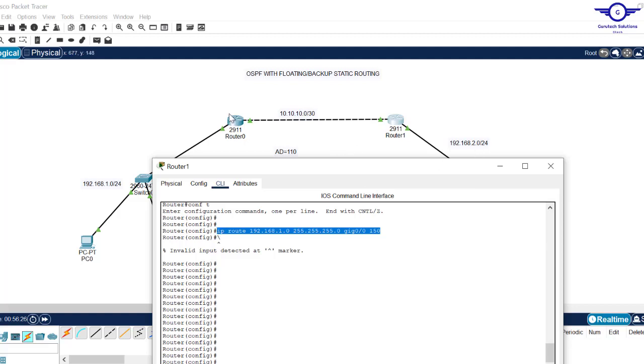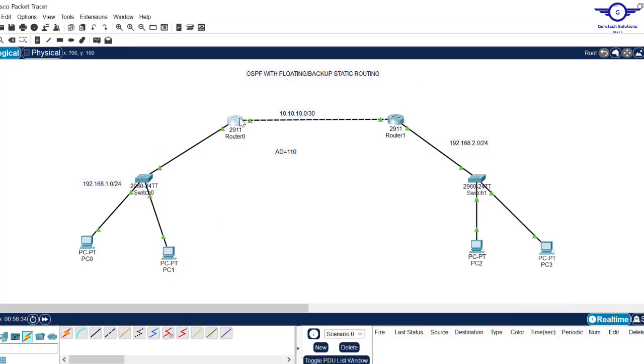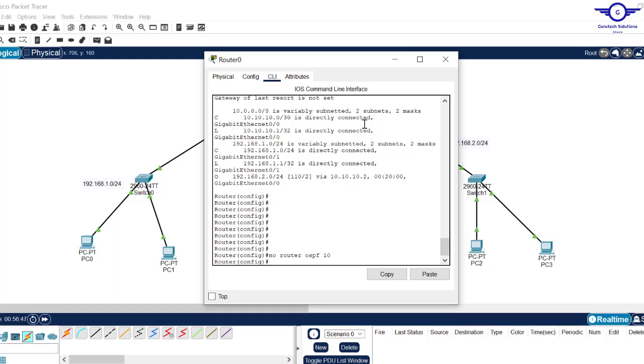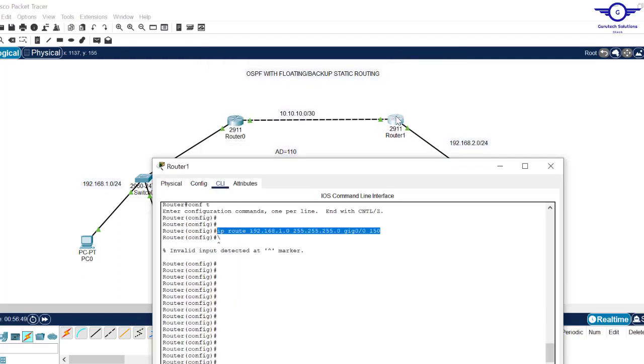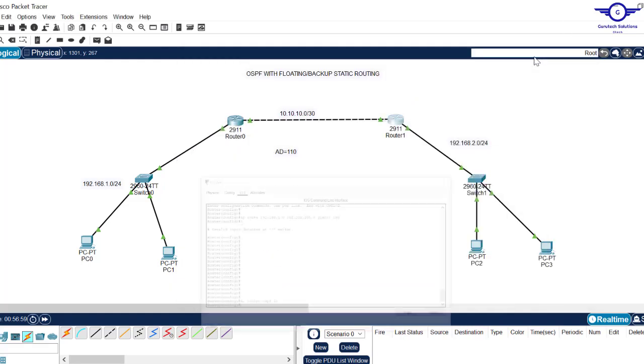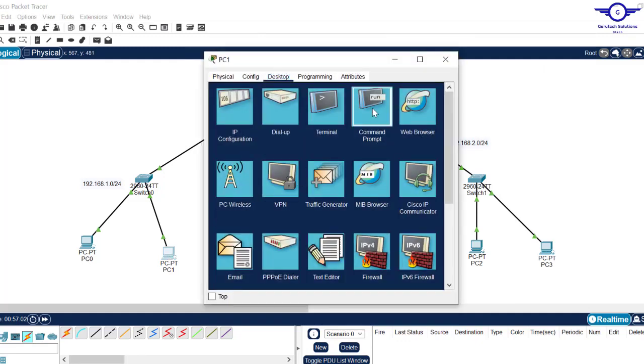So whenever OSPF dies on this router and this router, this backup route will be used. For example, let me demonstrate by disabling OSPF. I just say no router ospf 10. Yes. Then if I go to this router, also no router ospf 10. Yes. That's just enough. Then I try to ping again.